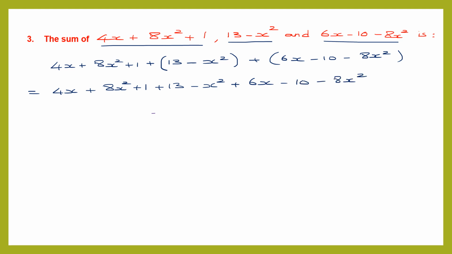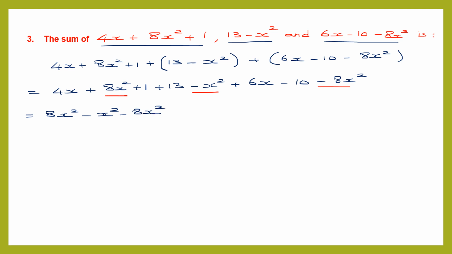Next step is we're going to bring all the like terms together. Let's start with the highest power. Highest power is 8x square, isn't it? So let's take this. So here we have 8x square. Look for like terms. Minus x square, minus 8x square. Let's write that down. So this is equal to 8x square minus x square minus 8x square.